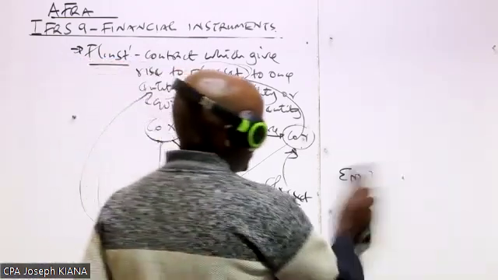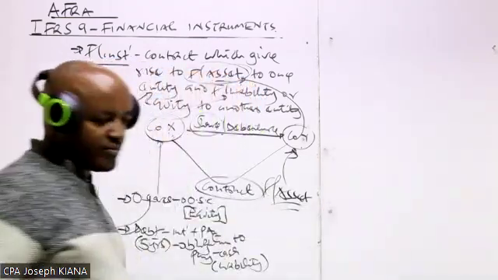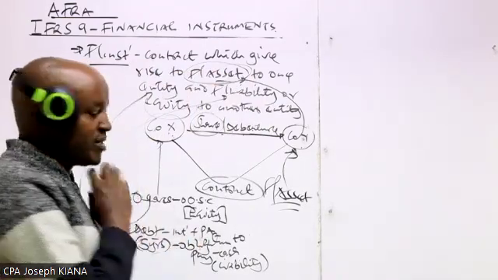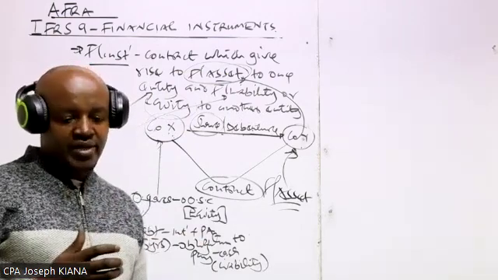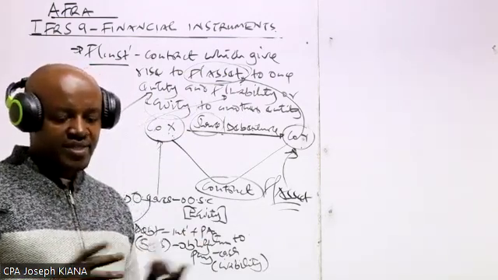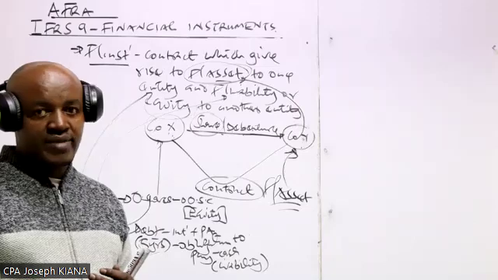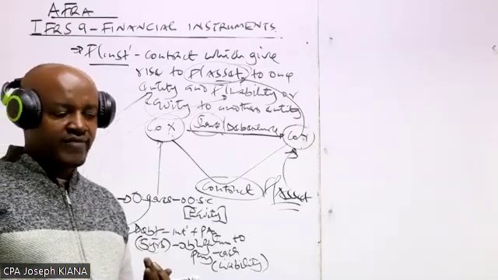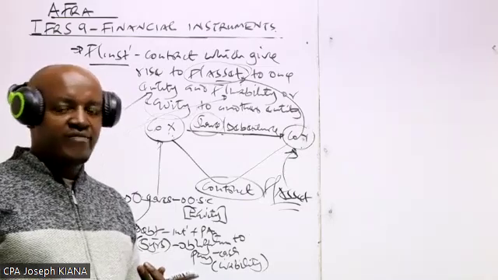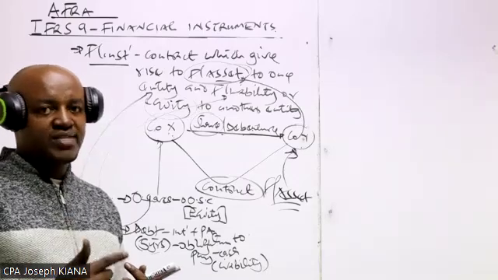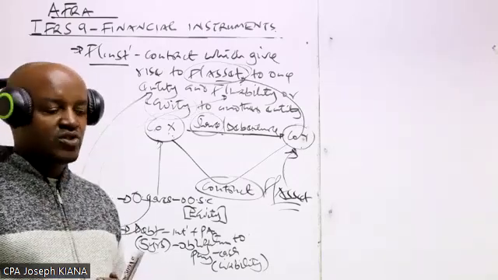Then from there, next we can look at recognition. But generally, before we look at the other concept here, it's important to note that IFRS 9 basically prescribes how these particular financial instruments should be recognized in the financial statements, how they should be measured, how their value should be determined, and also how they are supposed to be presented in the financial statements of the company.